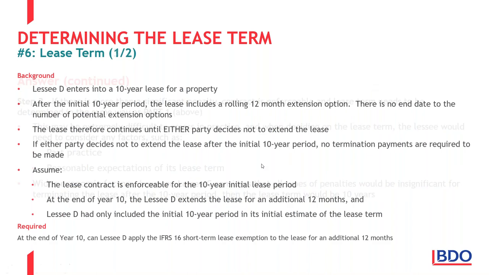Another one on lease term. Question six. Lessee D enters into a 10-year lease for a property. After the initial 10-year period, the lease includes a rolling 12-month extension option.